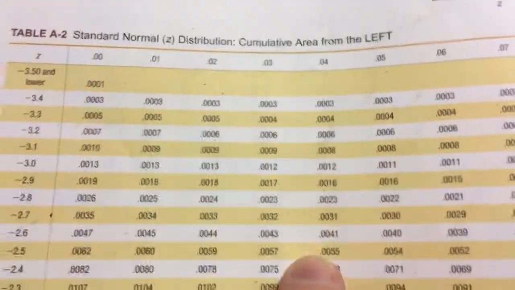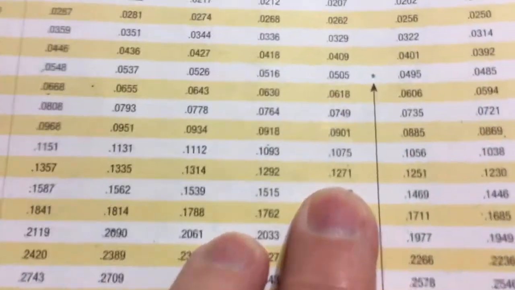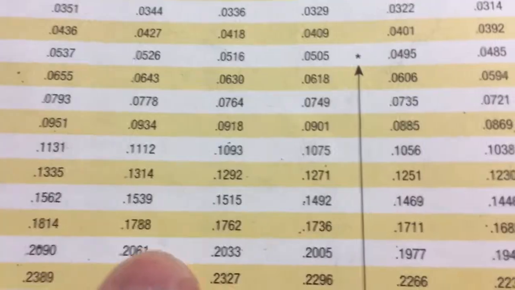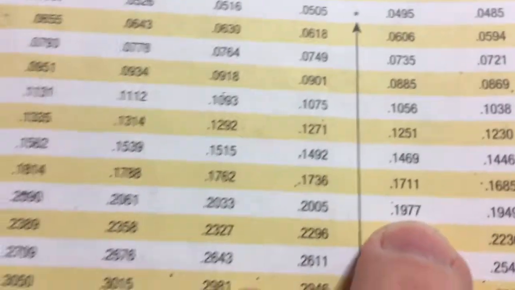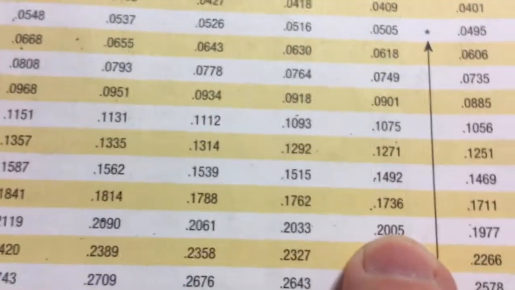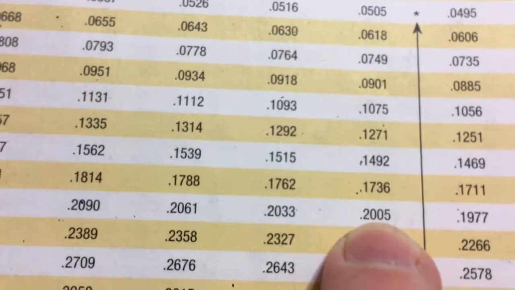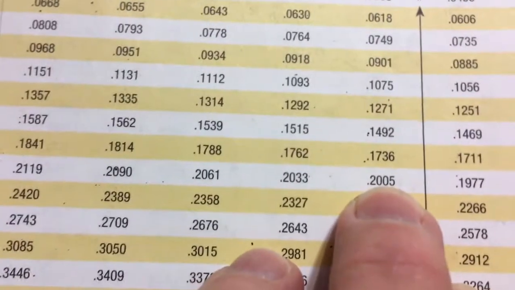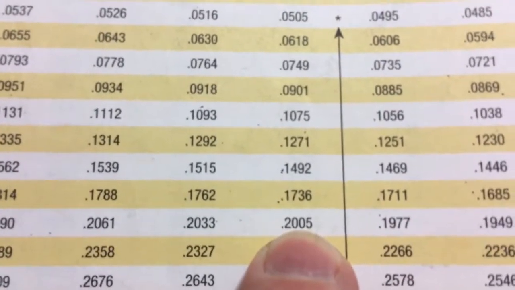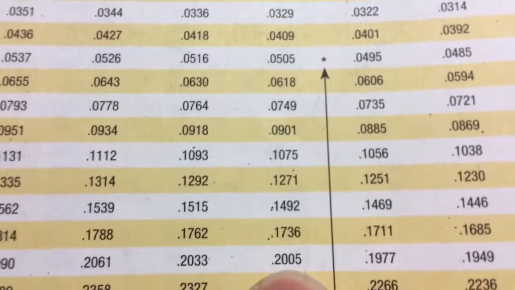So I'm going to follow the 4 column down. I know this is a little blurry, trying to find the right distance here. So the negative 0.8 comes over, and the 0.4 goes down, and it looks like the correct value for negative 0.84 is 0.2005. And I really can't seem to bring that in focus, but that should be it, 0.2005.